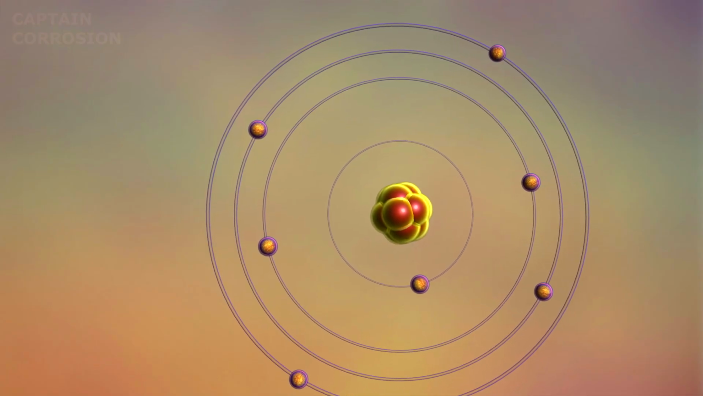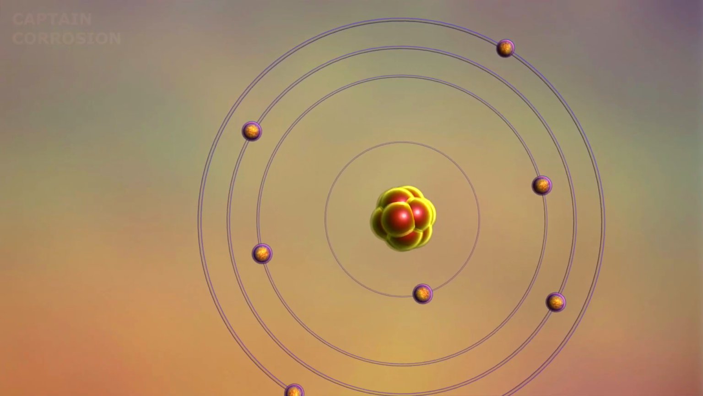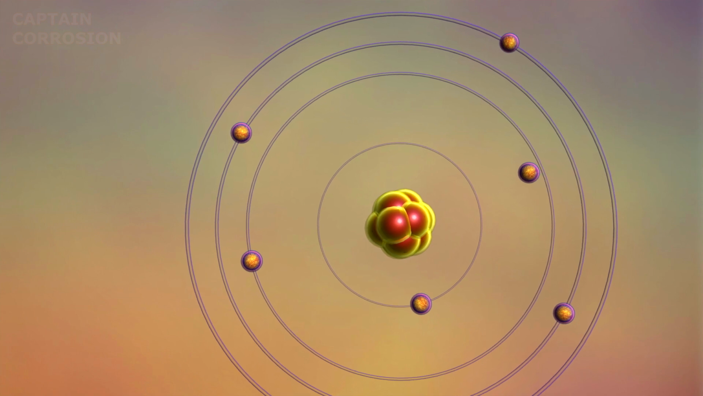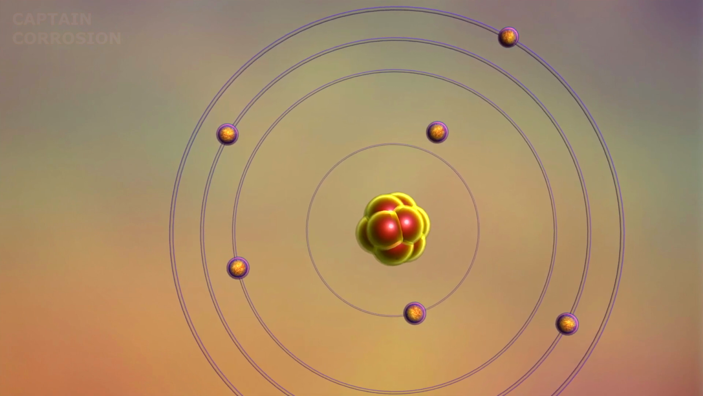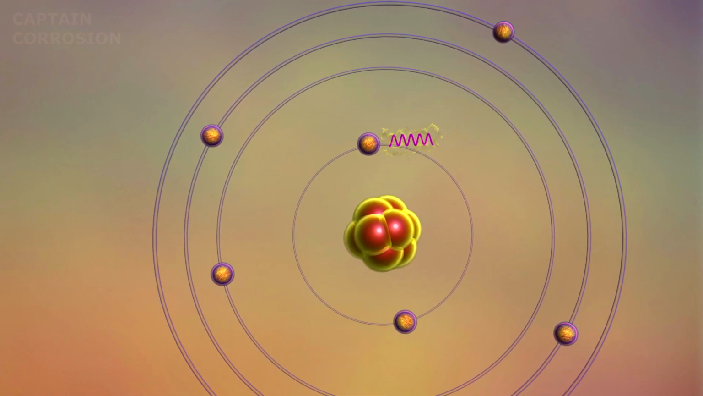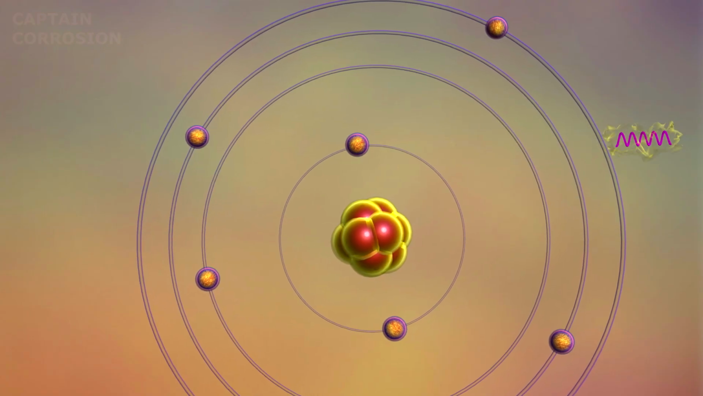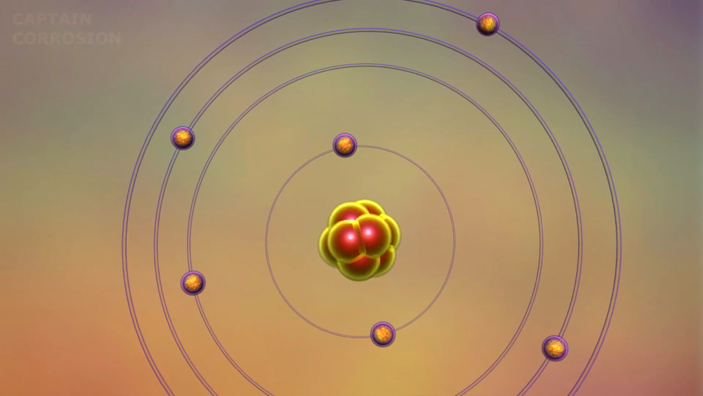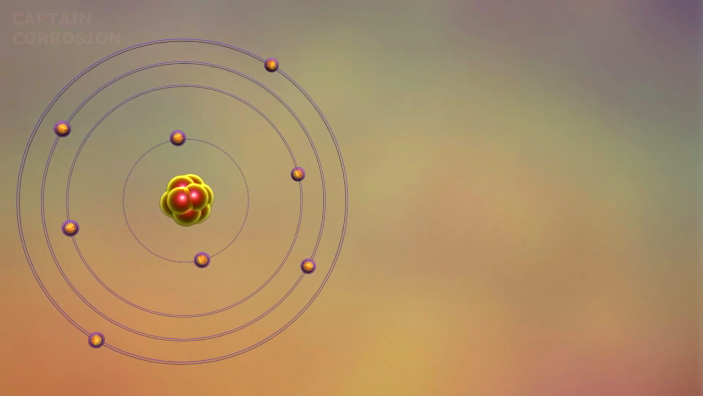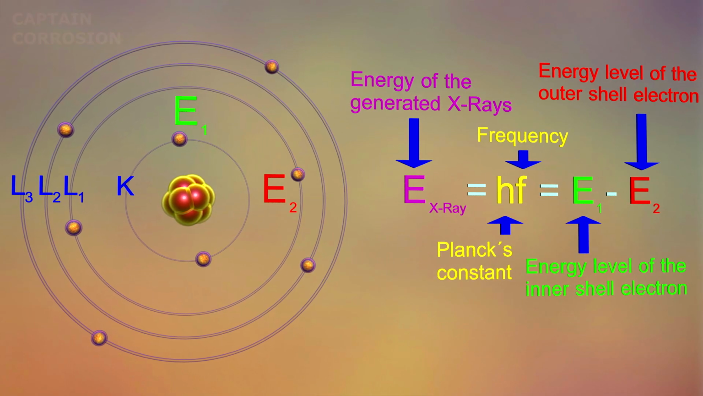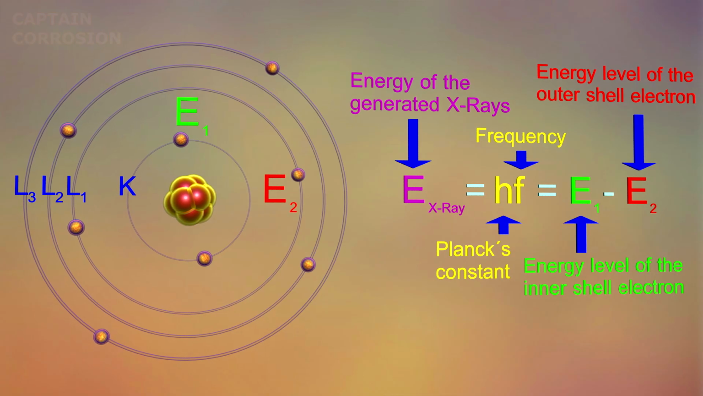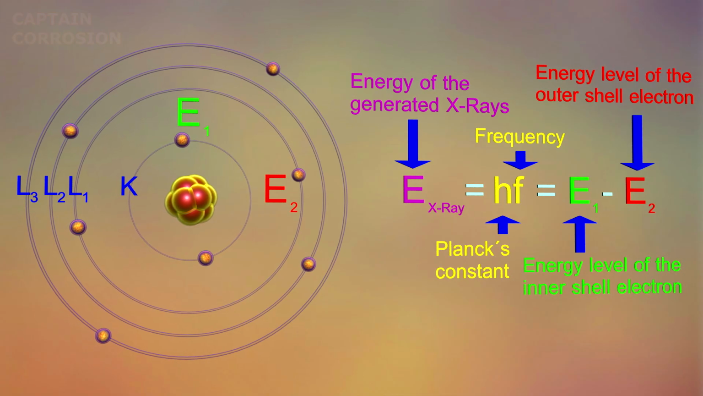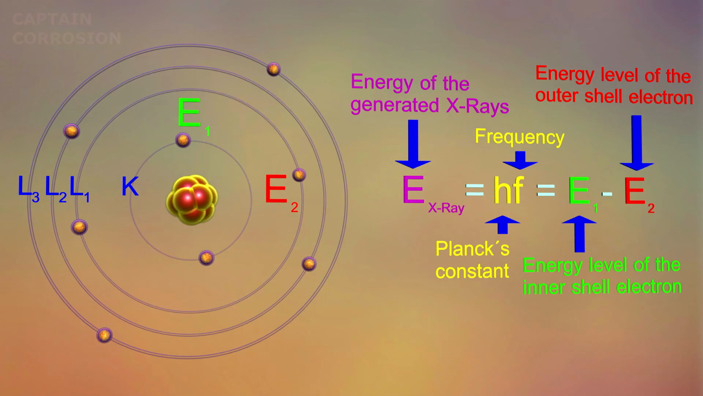Almost immediately, a relaxation process takes place, where one of the outer shell electrons falls into the inner shell. As a result, a specific amount of energy is released in the form of electromagnetic radiation. The energy of the emitted X-rays depends on the energy difference between the higher and lower states, and therefore the radiation also carries information about the atom.